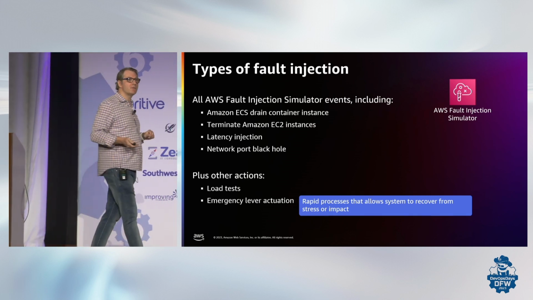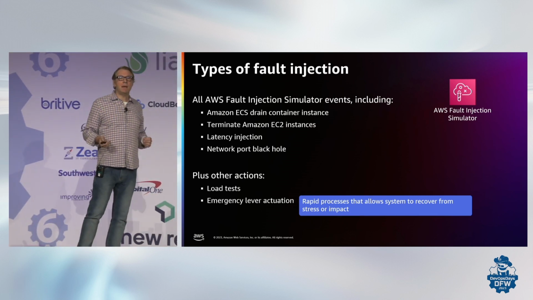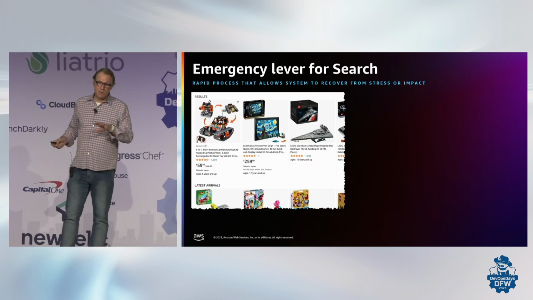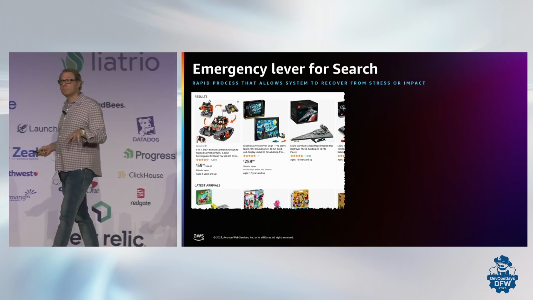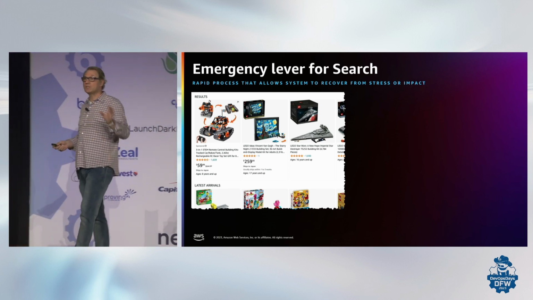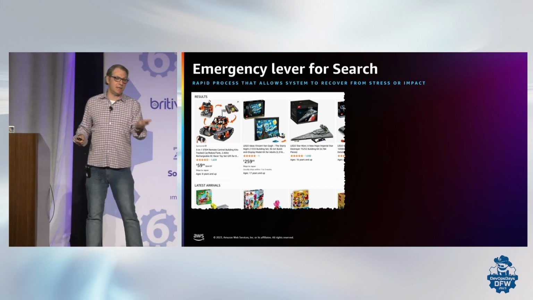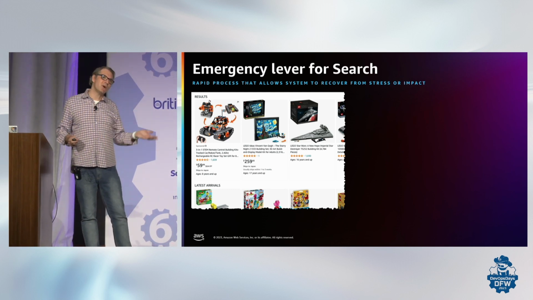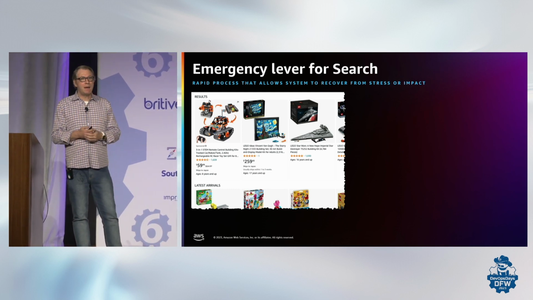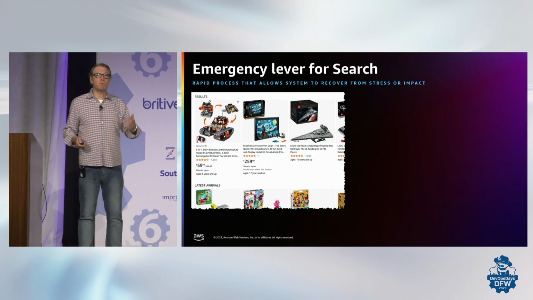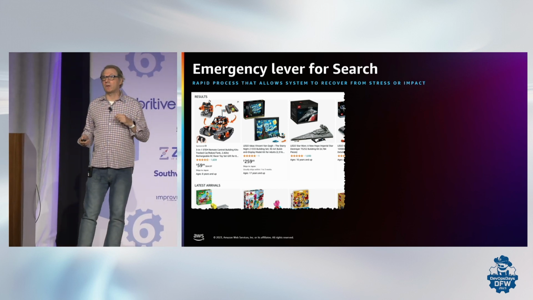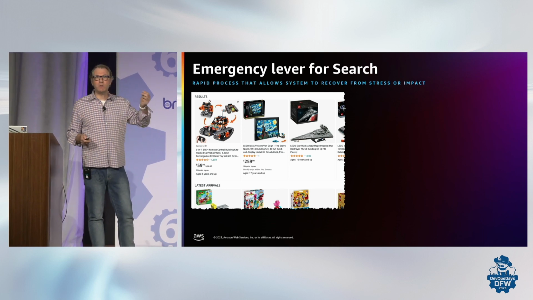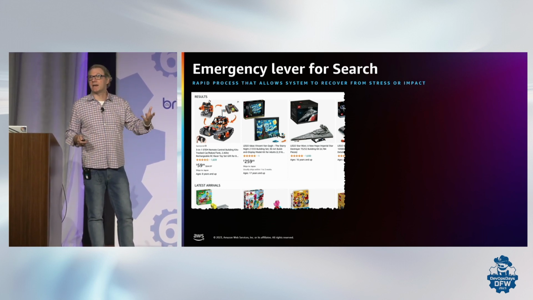The emergency lever that search is using, amongst many, is a different one. What they did is this. So this is search results for Lego that are normal. The emergency lever has not been pulled, and you can see it's pretty rich results. You're getting pictures and descriptions and prices, all that good stuff, right? Now, if the system's under duress, what they want to do is shut down non-critical systems and leave the critical systems running and give the critical systems all of the resources that are available.